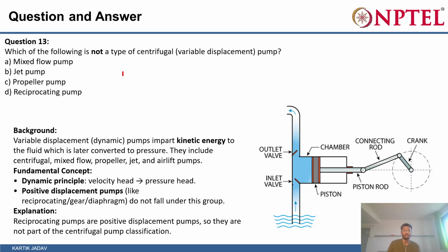In case of a variable displacement pump, it is a dynamic pump and it converts kinetic energy into potential energy, which includes the mixed flow, propeller, jet, and air lift pump. We know that it converts velocity head into pressure head, while positive displacement pumps include reciprocating, gear, diaphragm, and piston pumps, which are generally used to deliver water from one place to another. So correct answer is option.